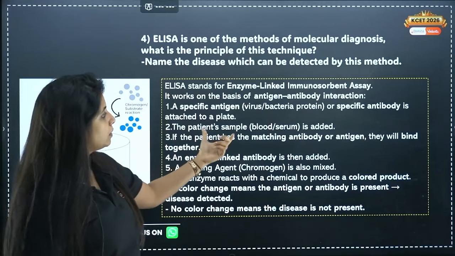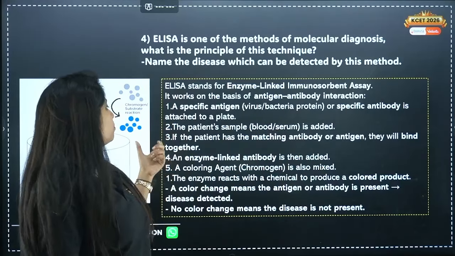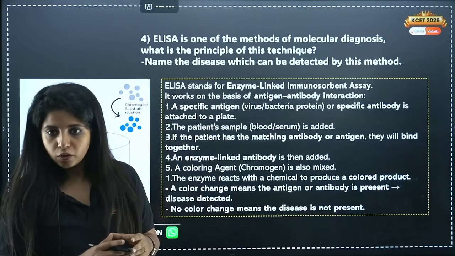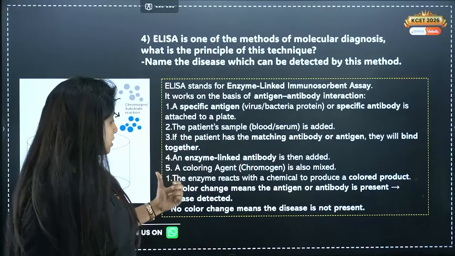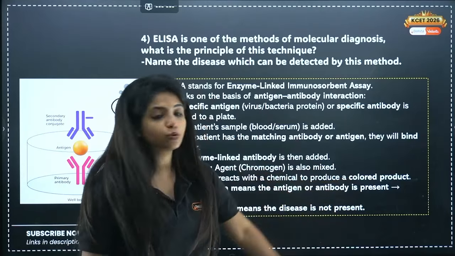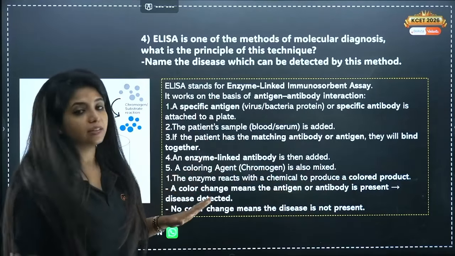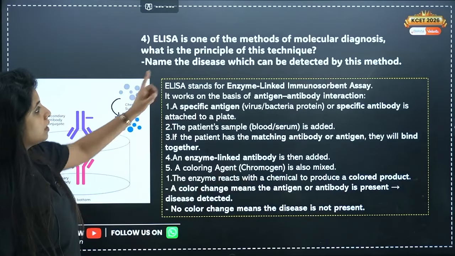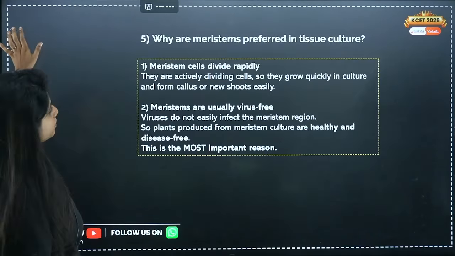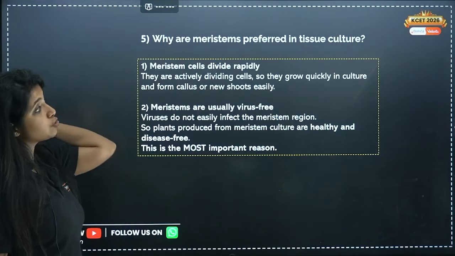The patient's sample is added. If the patient has the matching antibody or antigen, they will bind together. Okay, an enzyme-linked antibody is then added. A coloring agent, chromogen, is also mixed. The enzyme reacts with the chemical to produce what? A colored product. A color change means the antigen or antibody is present. Disease is detected. Okay, no color change means no disease. Name the disease. It is what? AIDS. Next question. Why are meristems preferred in tissue culture?